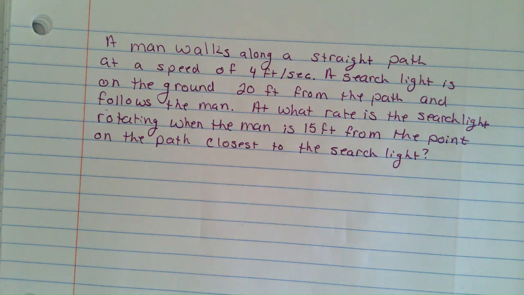Okay, so here we have a man walking along a straight path at a speed of 4 feet per second. And the searchlight's on the ground 20 foot from the path and follows the man. At what rate is the searchlight rotating when the man is 15 feet from the point of the path closest to the searchlight? Okay, I think this one's kind of hard to think of initially.